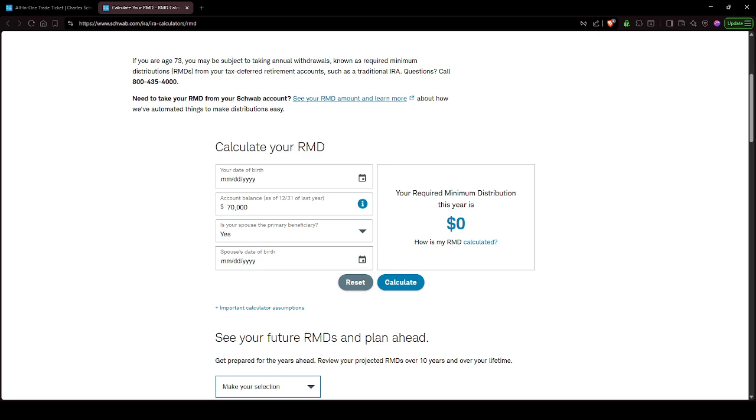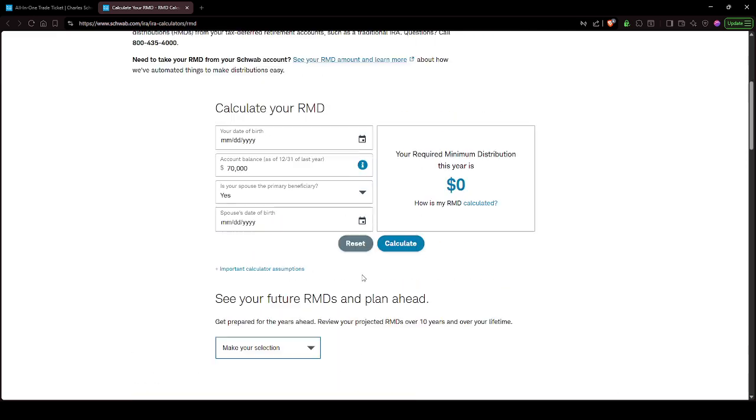First, determine the total balance of your retirement accounts as of December 31st of the previous year. This includes all applicable accounts such as traditional IRAs, 401(k)s, and others that fall under the RMD rules.